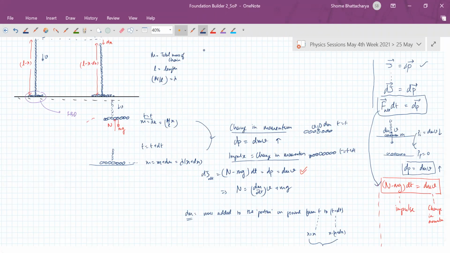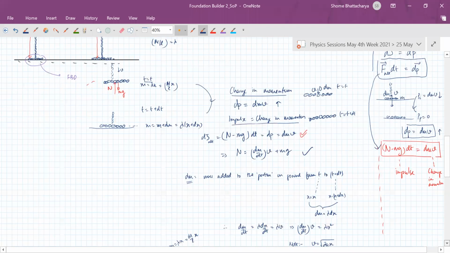Sir, could you just go down? Yes. Okay, so you have understood up to this step, right? This. Yes, sir. Now got it. Okay. So now basically we have to solve this dm by dt term.